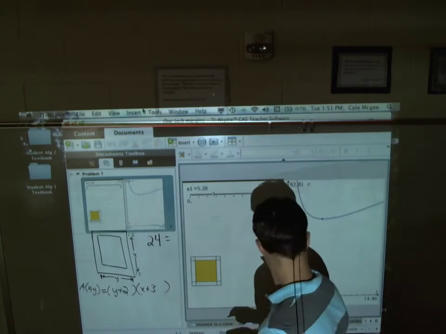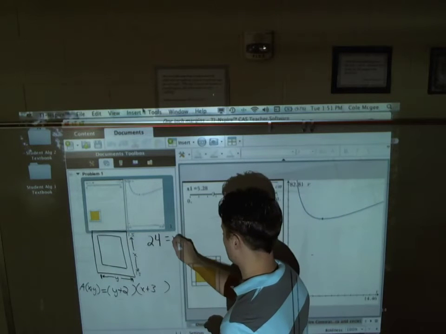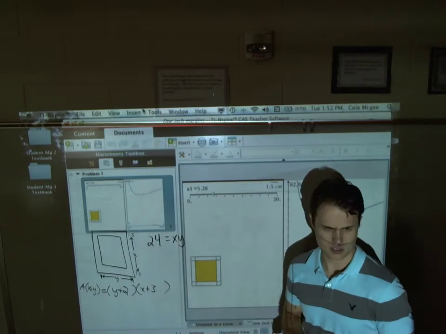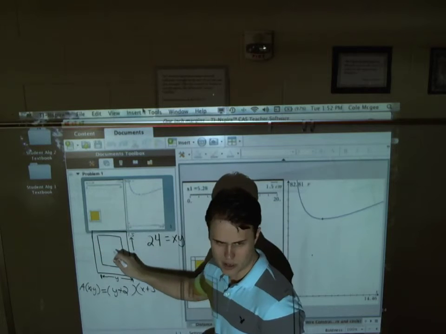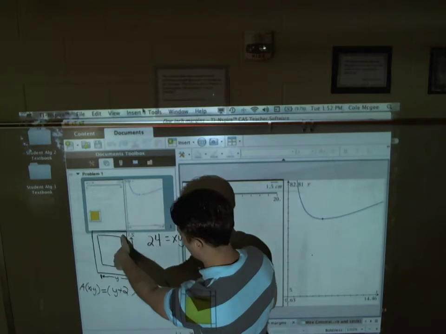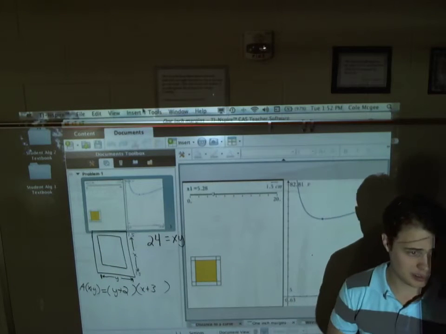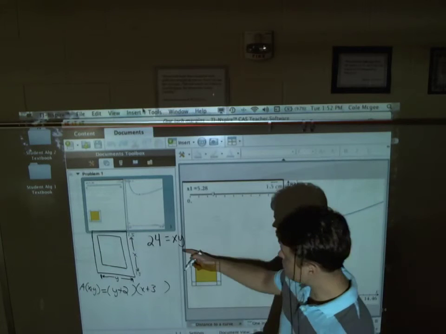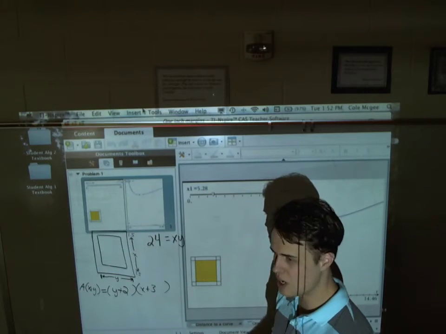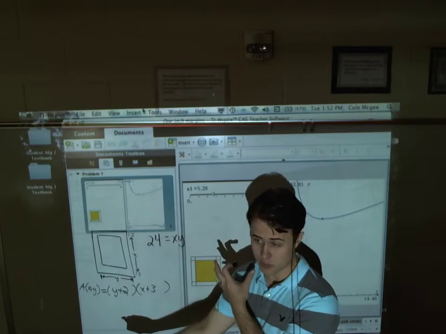Y times X. Why is that? Because it's just the area of the paper. So that's just the inside area, right? And we call that inside Y by X if you look at our little diagram. Does that make sense? So this has to be satisfied as well, at the same time as that, but that also gives us a way to get rid of one of the variables.